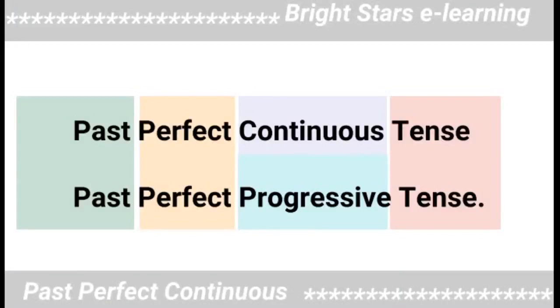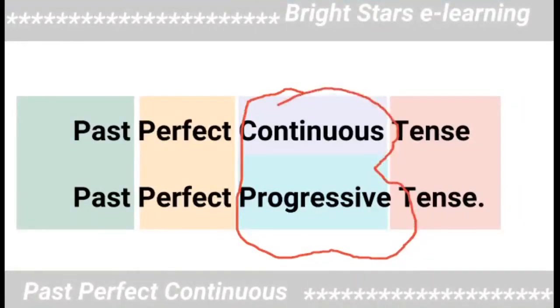Important, and the last part in the past tense, that is past perfect continuous tense. So here you can see past perfect continuous tense. The word continuous can also be called progressive. So past perfect continuous tense can also be called the past perfect progressive tense. You can study here its definition, its structures, and its different usages, different application aspects.